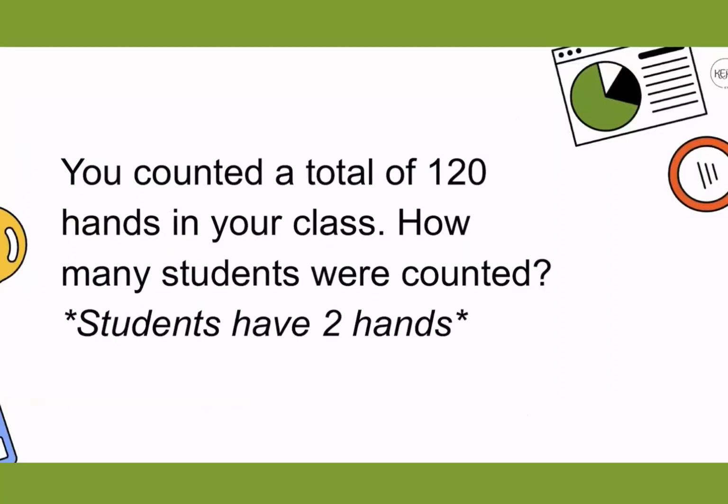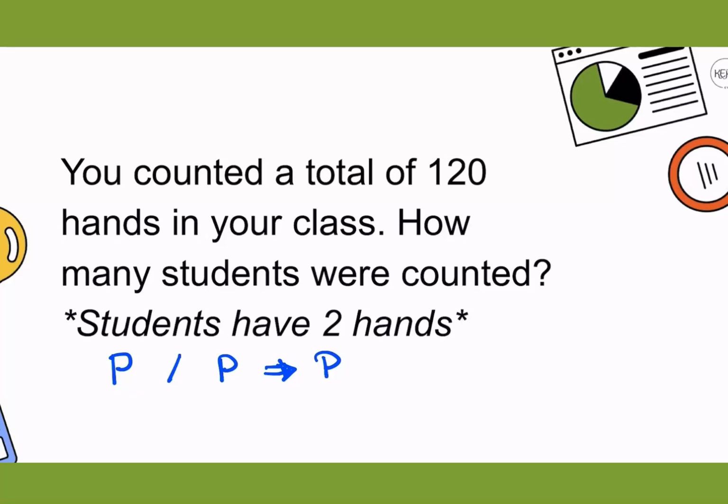All right. This one, if we're just simply looking at this word problem before we finish, this can just be an easy real world situation. You counted a total of 120 hands in your class. How many students were counted? So if we know that students have 2 hands and we counted 120, essentially what are they asking us to do? They're asking us to take a positive number, and that positive number is divided by another positive number. So that means these are the same signs. And when the signs are the same, we're going to get a positive answer.